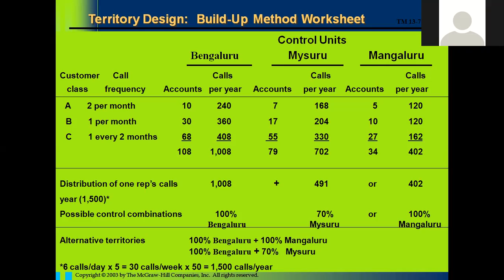100% equal is not possible. What if they take the remaining 90 calls from this Mysore territory, like 10 or 15%? How can you take only 10%? You can combine any 2 here, not all 3. So only 2 can combine. We can't combine 3.